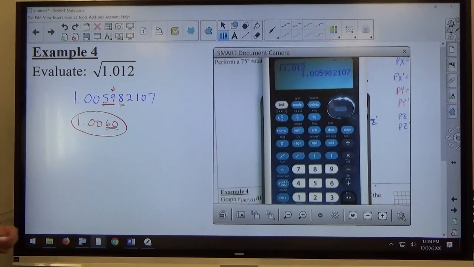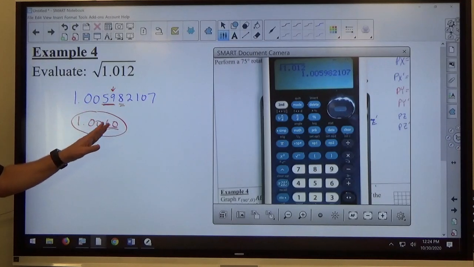Don't just go 1.006. That's more telling that that's not exactly that. I rounded to get to that.